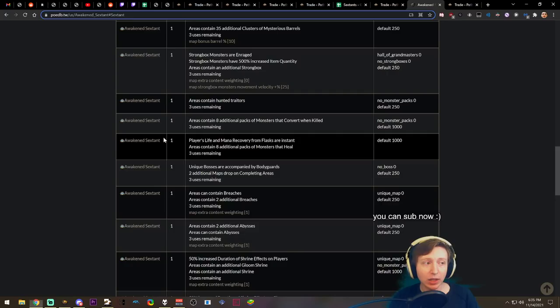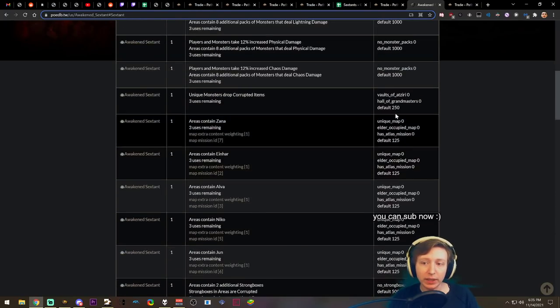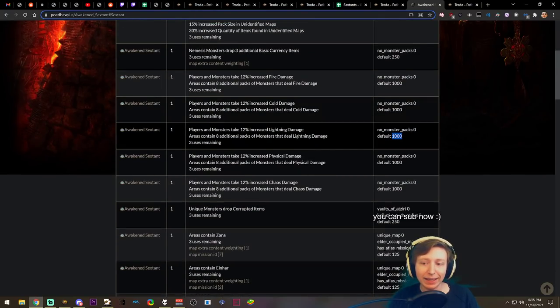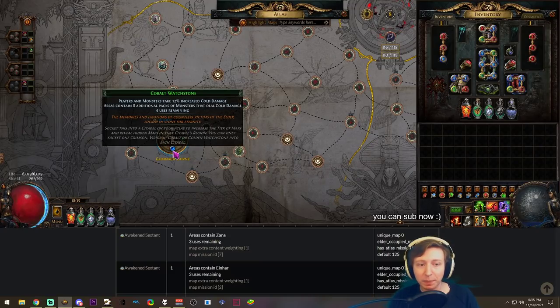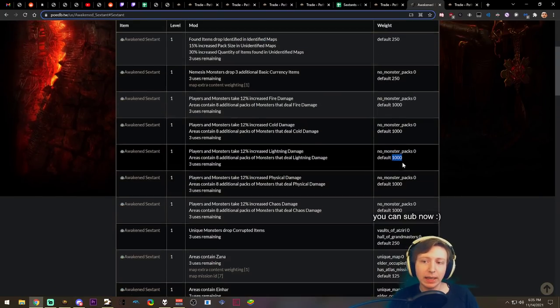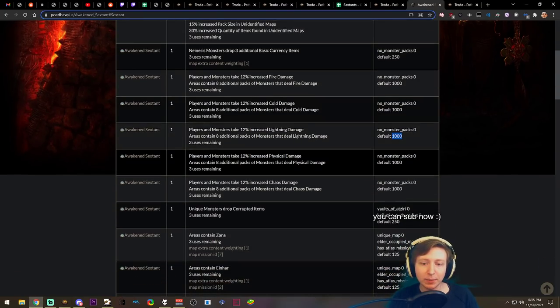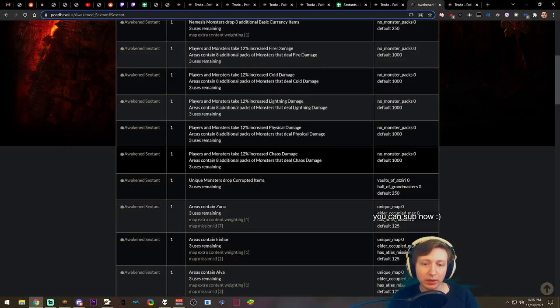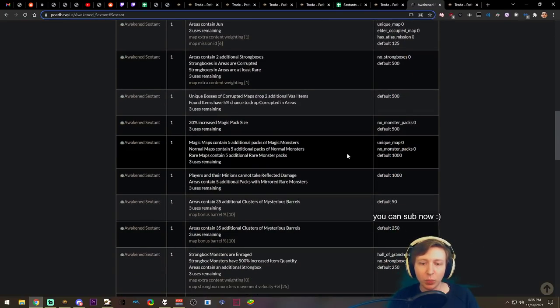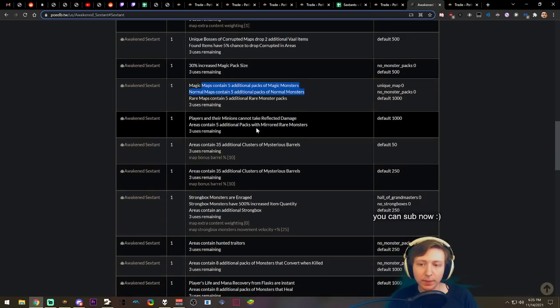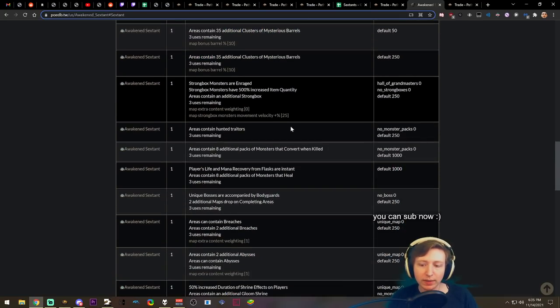So this is very valuable because we get to block 3 of the very likely to happen, the 1,000 weighting things. So you just do the 8 packs, right? Area contains 8 additional packs. If you want, you can go to PoE DB and search for yourself, but the chaos monsters, fizz, lightning, there's a couple more that are at the 1,000. The magic maps contain magic packs, normal contain normal, rare contain rare. And then the reflect one is 1,000.